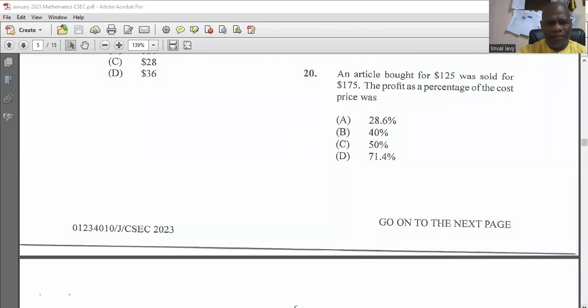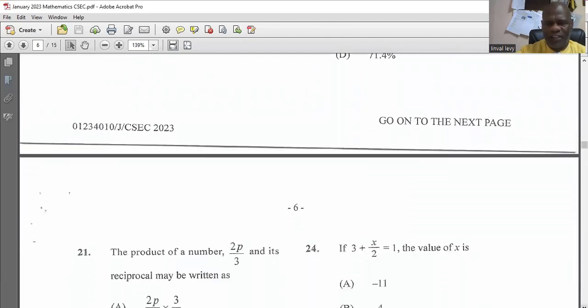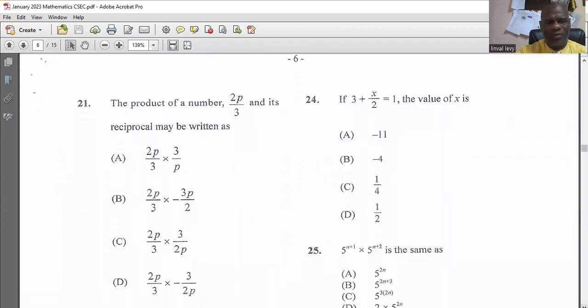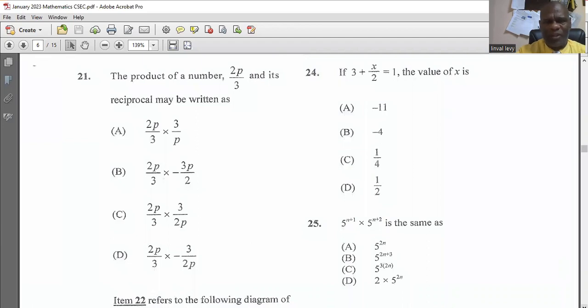Next. Quickly. Gotta go. I'm just going to do them across. All right. So the product of a number 2p over 3 and its reciprocal may be written as.